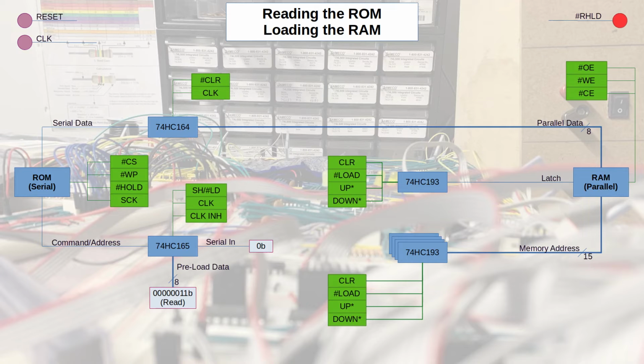Okay, before we get into a deep dive of each of these signals, there are a few of them I can say with reasonable certainty that I'm not going to use. On the serial ROM, the write protect is always going to be set, so that's going to be pulled low. The hold signal I'm not going to use, that'll be pulled high. The clock inhibit on the 74HC165 is never going to be used, so that can remain low. On the 74HC193 ICs for the memory address, I'm not going to use load, that can remain high. And I'm not going to count down, so that can also remain high.